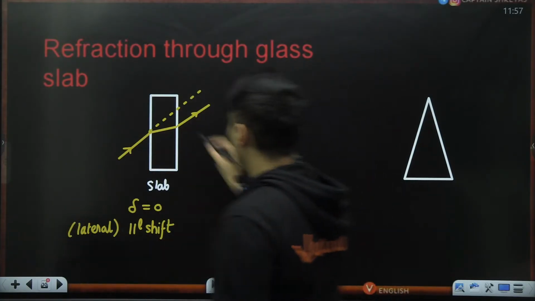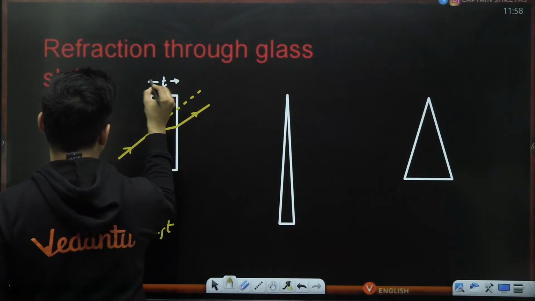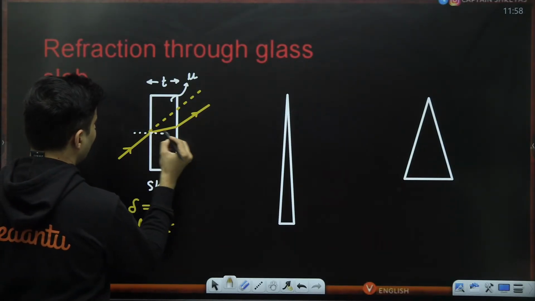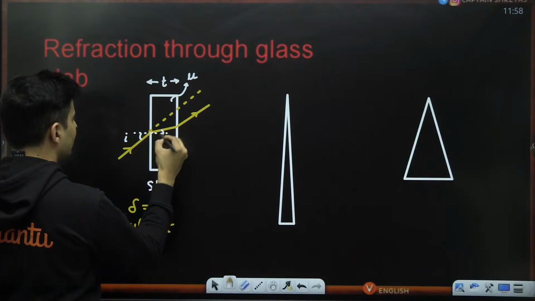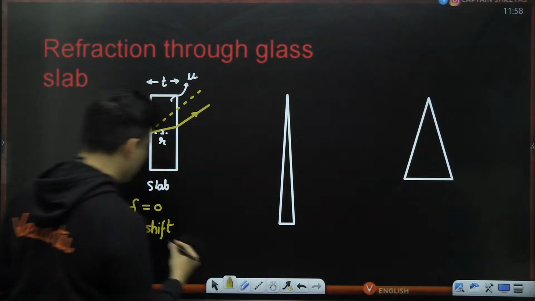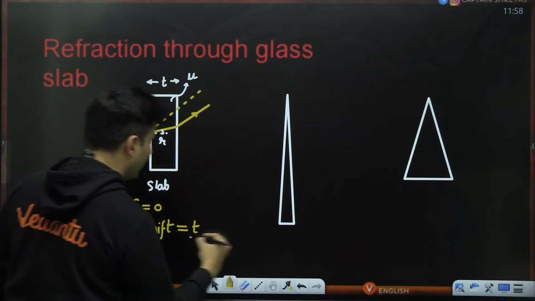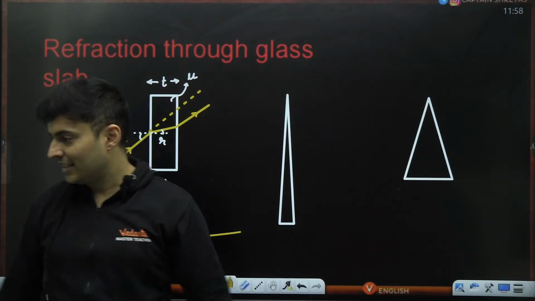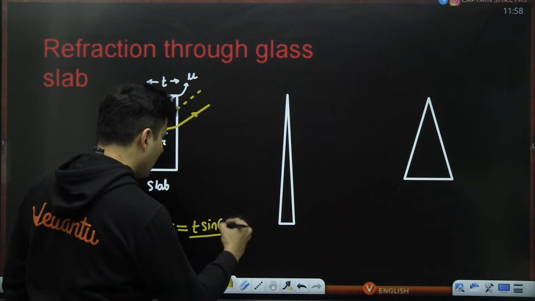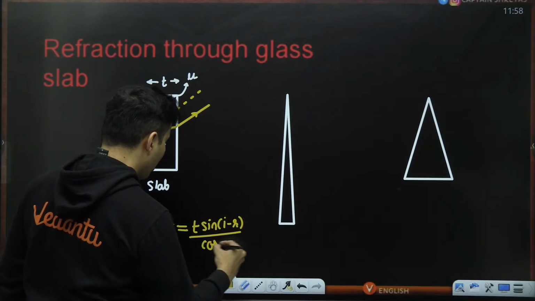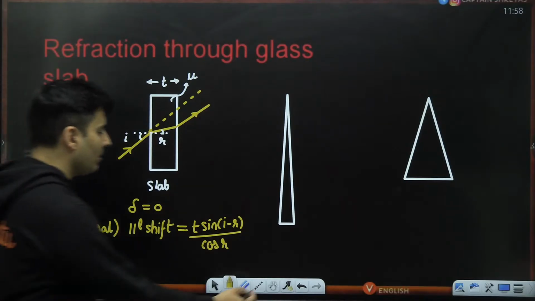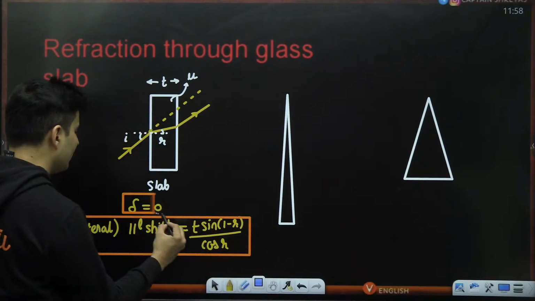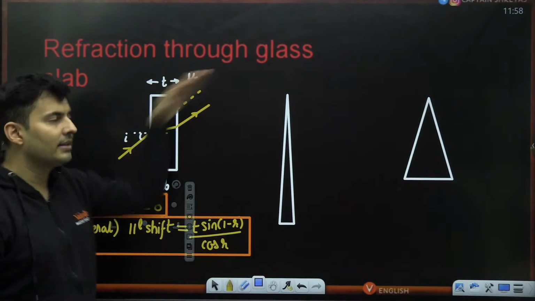If the thickness of that particular slab is, let's say, T, and the refractive index is, let's say, mu, and you give me the angles, let's say this is I, and let's say this is R, that particular lateral shift, what is the formula? Thickness is there. What is there on the top? You have sine of I minus R. How many of you remember this? Sine of I minus R. And here you have cos of R in the denominator. So this is a very important formula of lateral shift, and obviously there is no deviation. The ray is still in the same direction.